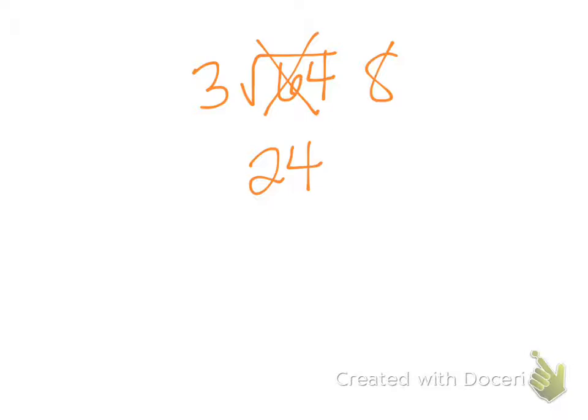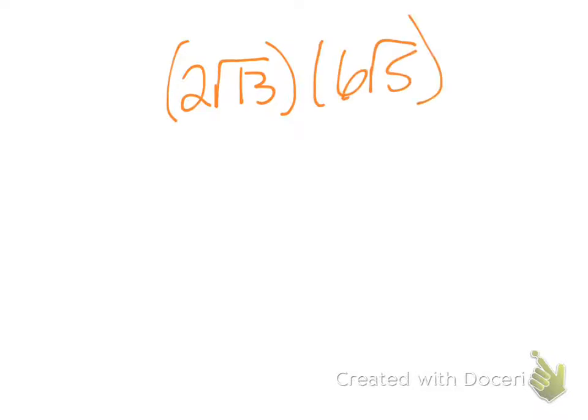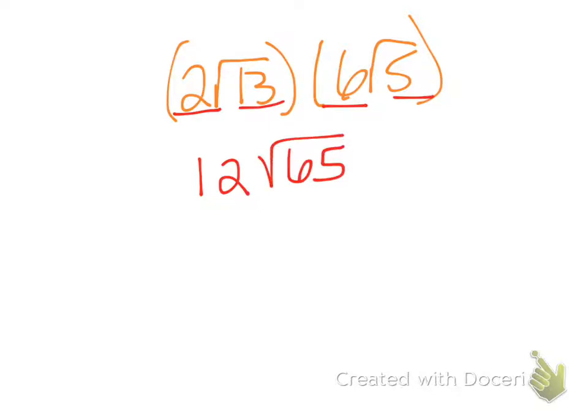Okay, so the next one, number 9, I have 2 root 13 times 6 root 5. And so again, you just do your multiply rules here. So outside times outside is 12. Inside times inside is the square root of 65. And then you just look to see if 65 can be broken down or not, and it cannot. So that is your answer.